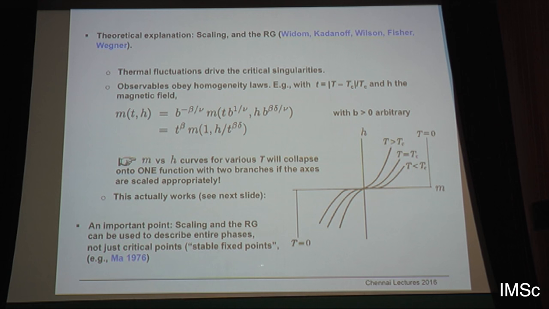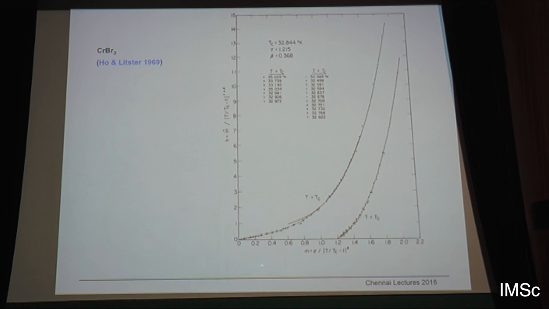That actually works. So here is an example. This is an insulating magnet, but it doesn't matter for this purpose. And here you see people have done literally what I just described, and you see the data points, these whole families of curves, all collapse onto two curves, one for t less than tc and one for t greater than tc. And these plots were produced long before the renormalization group was developed. They were important in guiding the theory along. So scaling theory was a phenomenological development before the renormalization group.